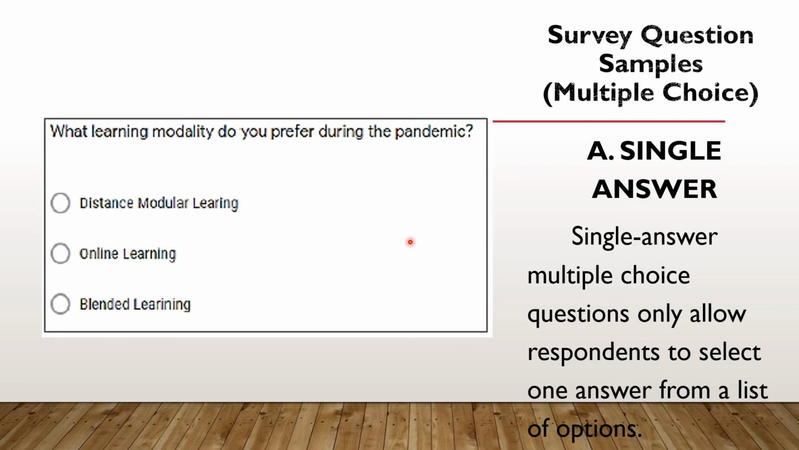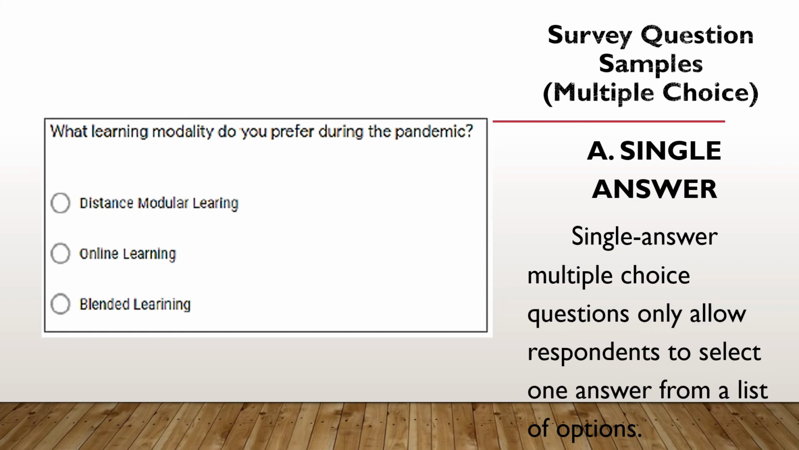So when we say single answer multiple choice questions, we only allow respondents to select one answer from a list of options. So in our example here, the question is, what learning modality do you prefer during the pandemic? You have to choose only one, okay? Whether it is distance modular learning, online learning, or blended learning. This is an example of single answer type of multiple choice.